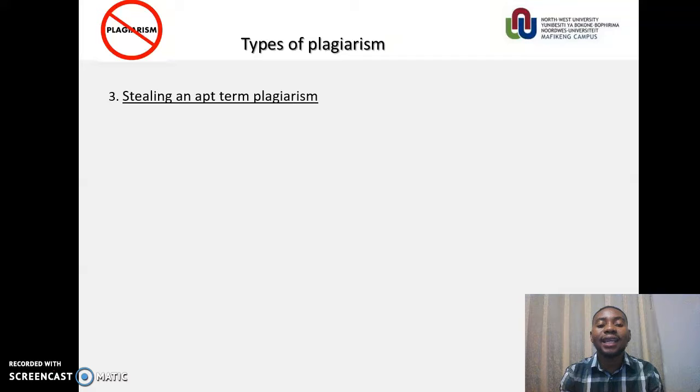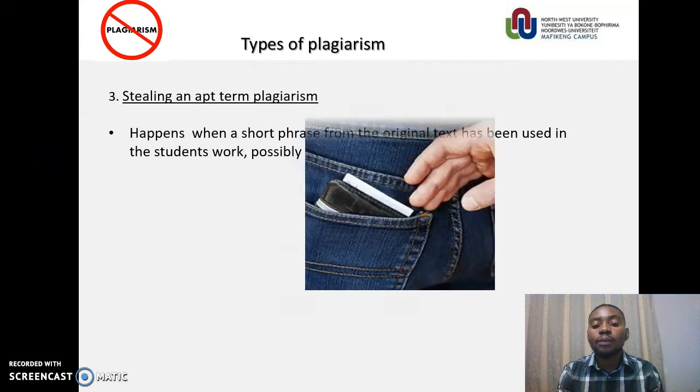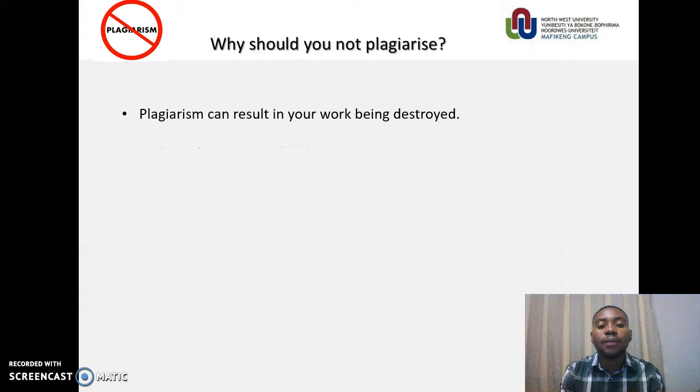Our number 4 is stealing an apt term plagiarism. Here a student will take an idea which is somewhat perfect or suitable into their writing. They incorporate it into their writing and make it seem as if it is theirs. Hence the word apt term. They take a term or a phrase which will best help make meaning of their writing. It happens when a short phrase from the original text has been used in the student's work, possibly because it is so good. That was our last type of plagiarism.